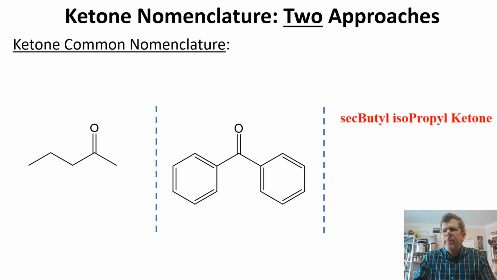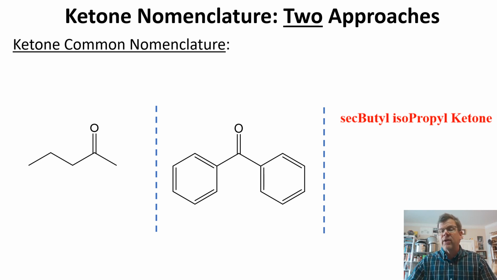And if you remember back when we were looking at ether nomenclature, we had 2 approaches. There was an ether common nomenclature and an ether IUPAC nomenclature. We used that common nomenclature when we had simple ethers. It was an easier way of naming these things. And I had told you, well, there is one more functional group that we're going to be bringing in both common nomenclature and that rule-based IUPAC nomenclature. And ketones are it.